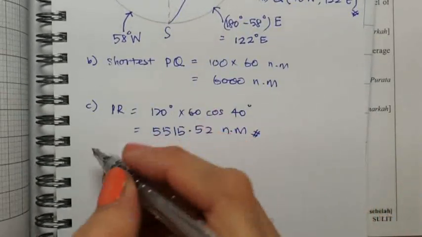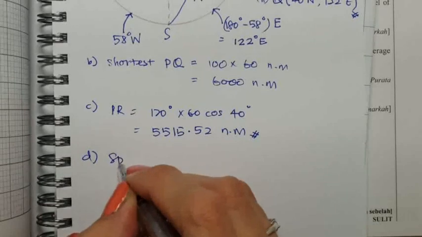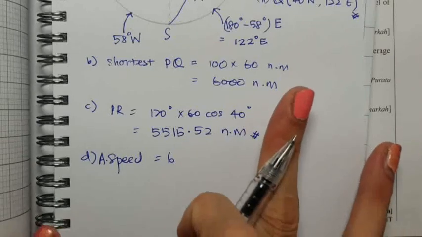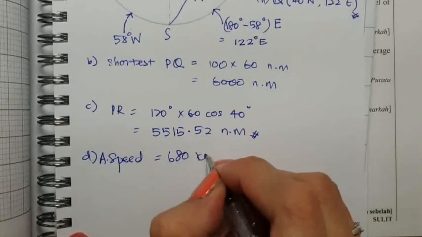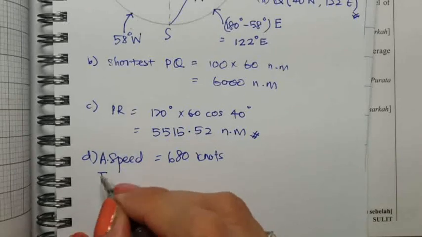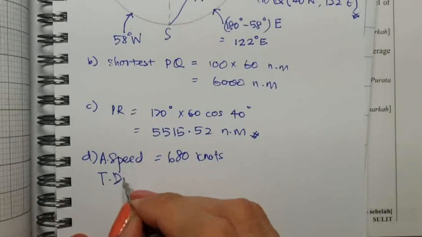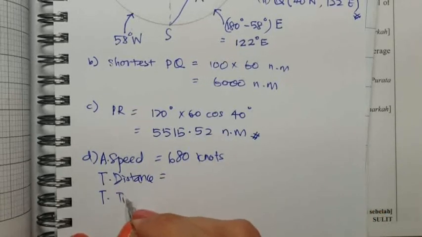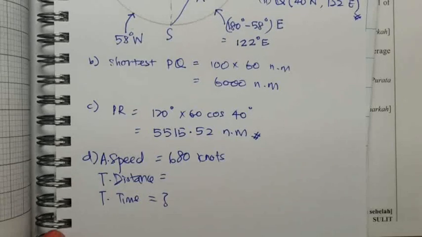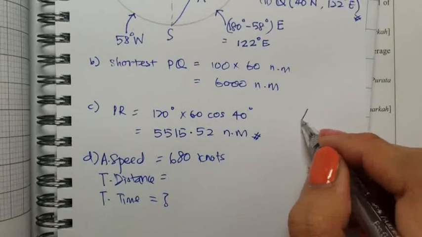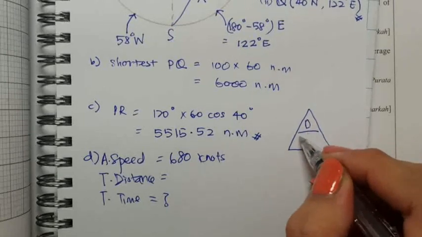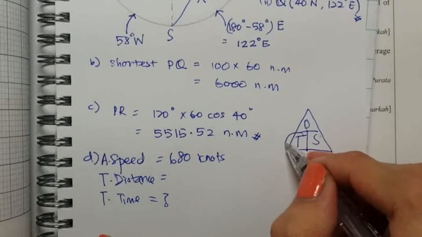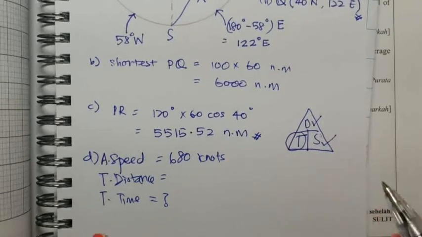Okay, part D. We have the speed. This is the average speed. It is 680 knots. And then if you have average speed, you must have total distance. Do we have? And our job is to find the total time taken. This is the one that we need to find. Again, we use the dolly the ship. We have the speed. We need to find the time. So we must have distance. We must have the speed.